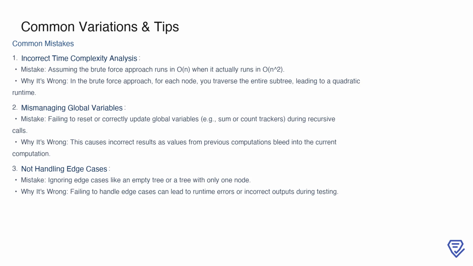Next, watch out for issues with global variables. If you're using global trackers for sum or count during recursion, failing to properly reset or update these variables can lead to incorrect results. For example, values from a previous subtree calculation might accidentally carry over into the next one. Lastly, don't overlook edge cases such as an empty tree or a tree with only one node. These scenarios can lead to runtime errors or invalid outputs if not handled properly. Always consider these cases during both implementation and testing to avoid surprises.